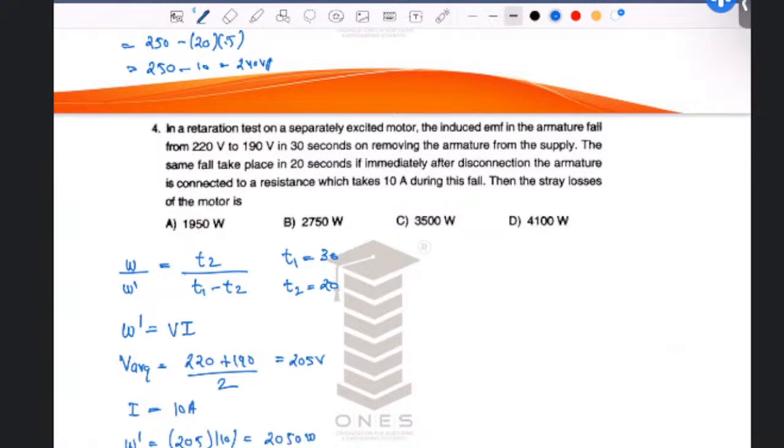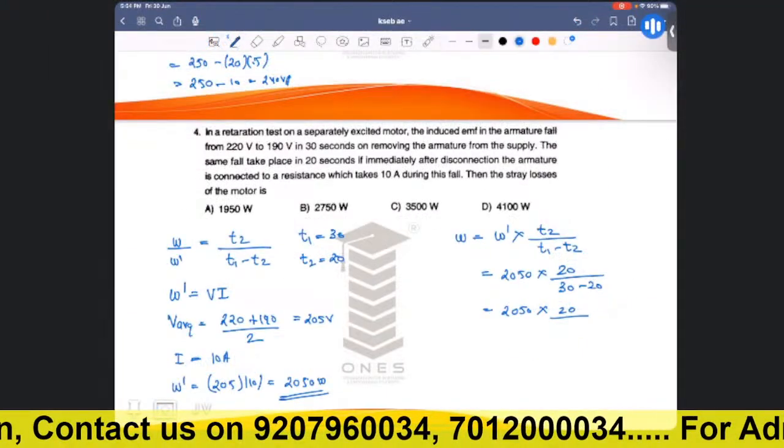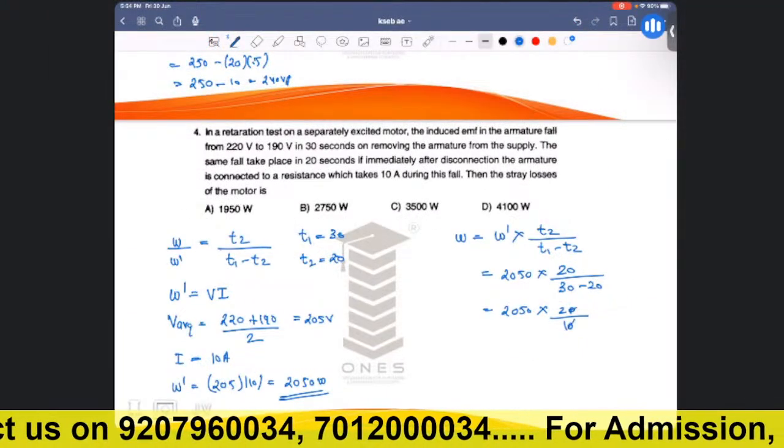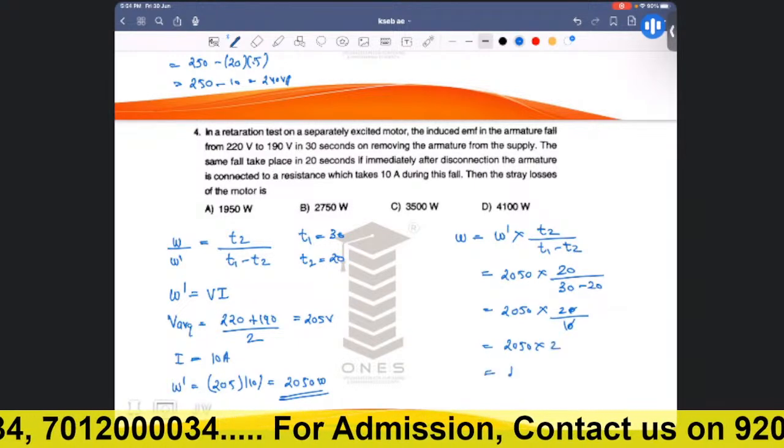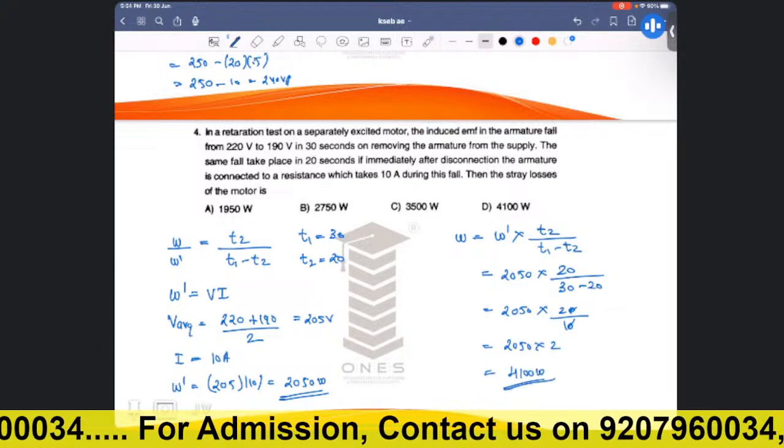So what will be W? W will be W dash into T2 by T1 minus T2, that is equal to 2050 into T2. T2 is 20 by T1 minus T2, that is 30 minus 20. So 2050 into 20 by 30 minus 20 is 10. So 2050 into 2. So this will come around 4100 watts.